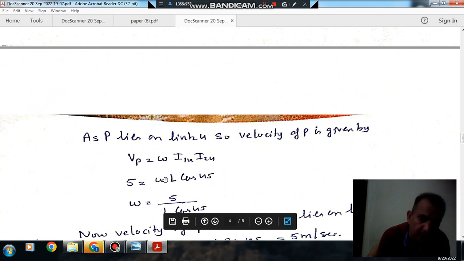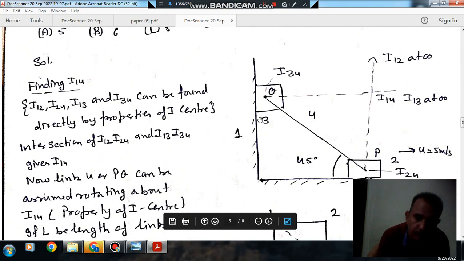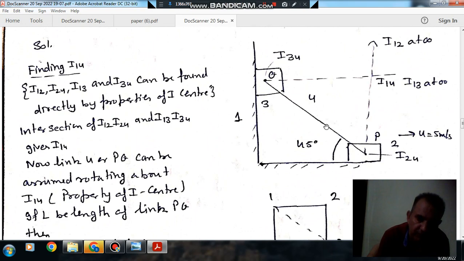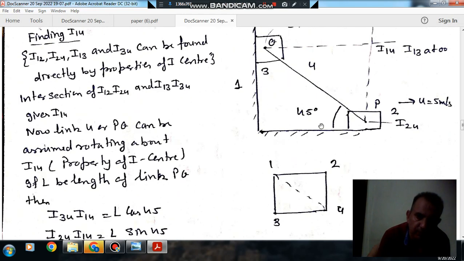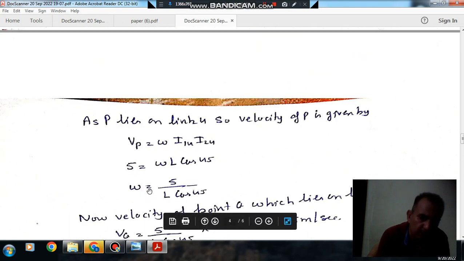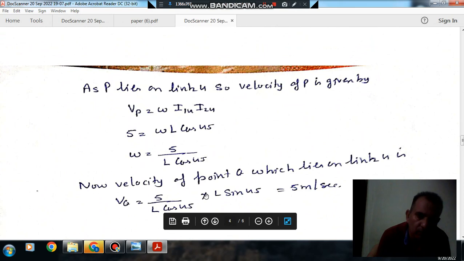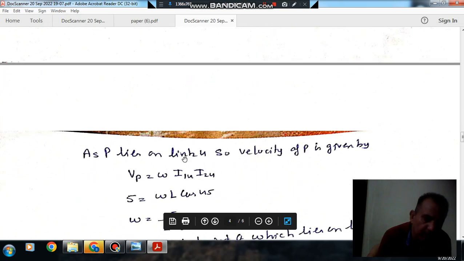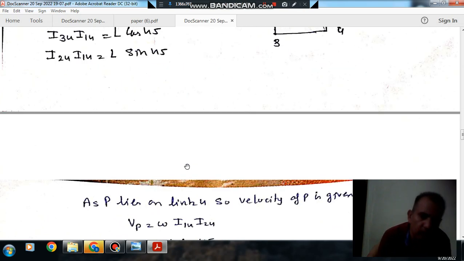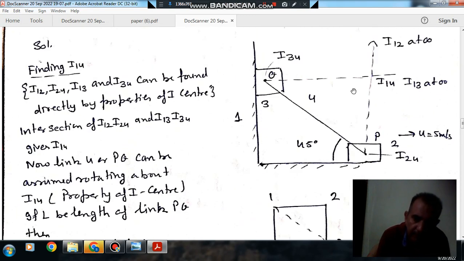Omega is the angular velocity of link 4, as it is rotating about this point. This distance is L cos 45, because this angle is 45, and this angle will also be 45. So omega will be 5 by L cos 45, and L is 1, so it will be 5 by cos 45. The point of rotation of link 4 is this point, so the angular velocity is known and the center of rotation is known.